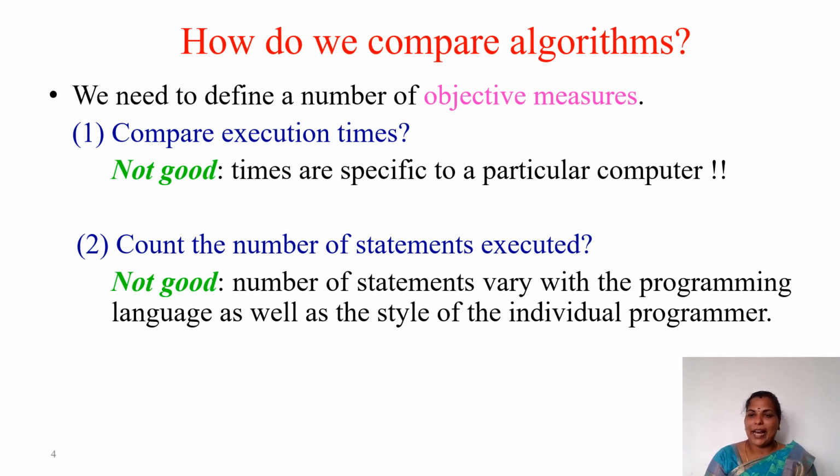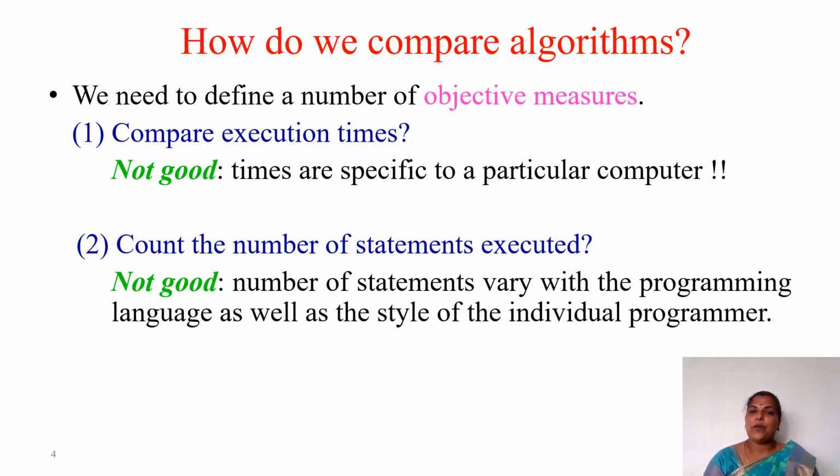Next, how do we compare algorithms? We need to define some objective measures. Whether we compare with respect to the execution time: if we do, it is dependent on a particular computer, because my computer works in a different way. Other computers, even with the same configuration, have different execution times. So comparing just the execution time is not good enough, because times are specific to a particular computer.